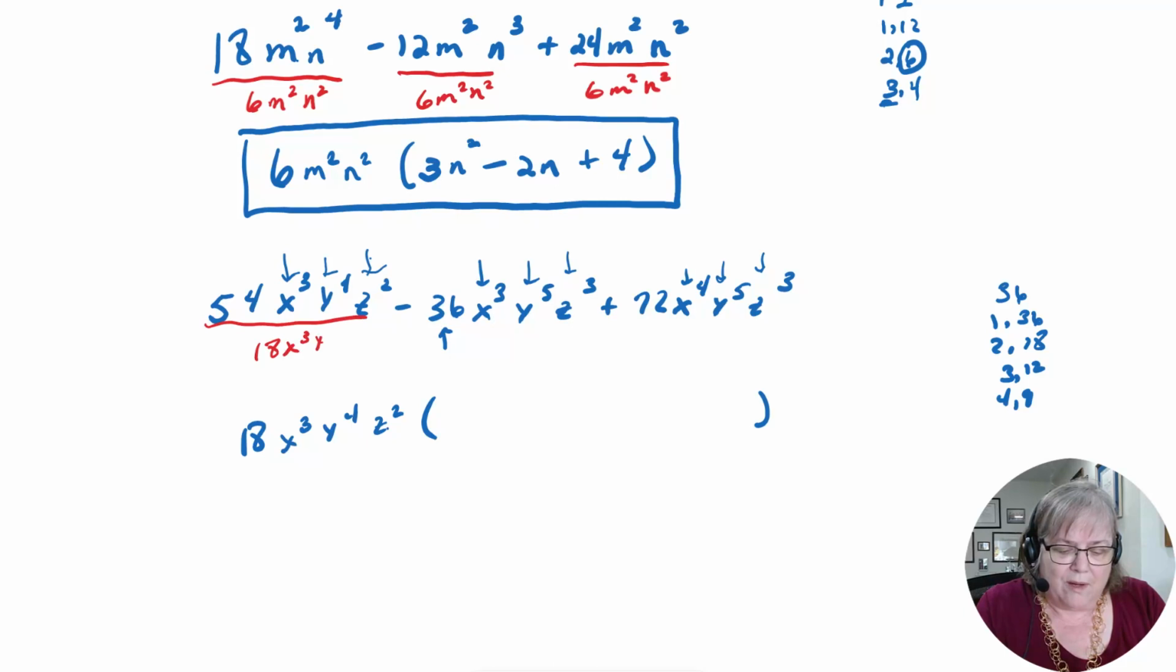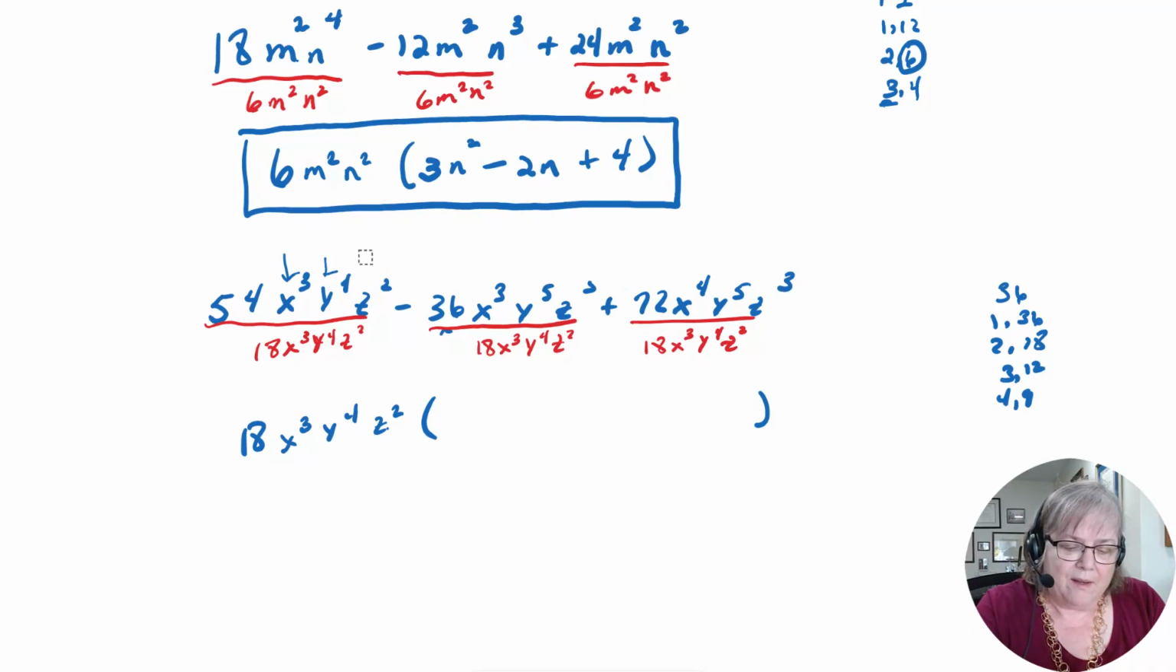18x cubed y to the fourth z squared. Alrighty, have you got it working on your paper?